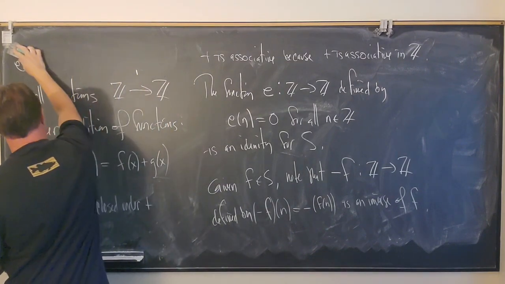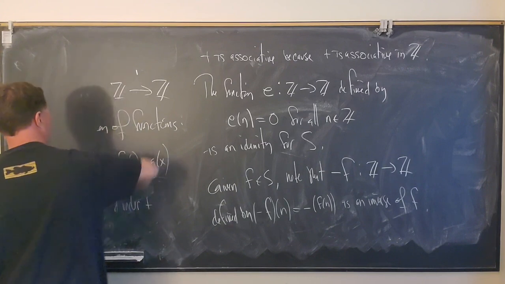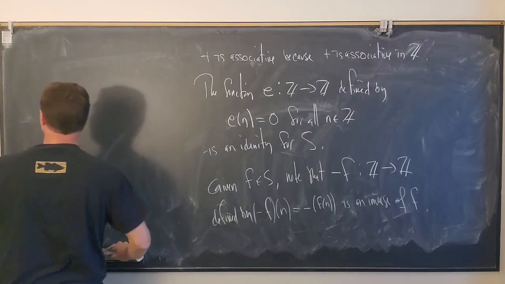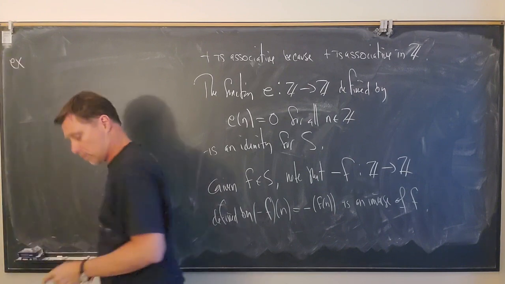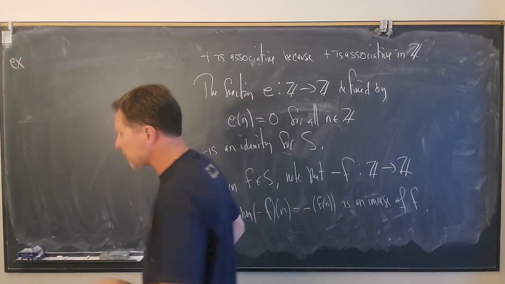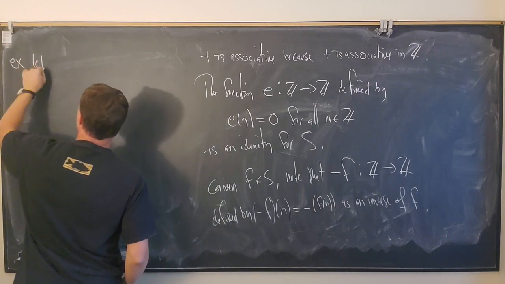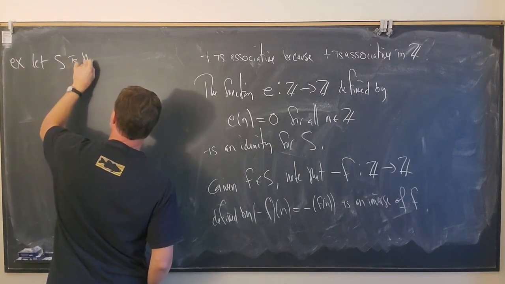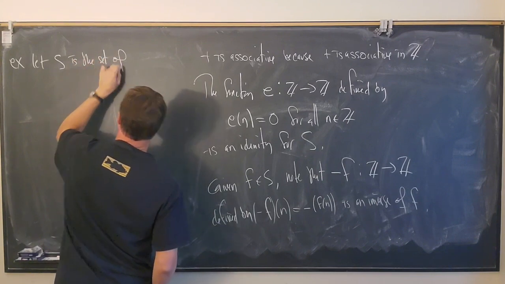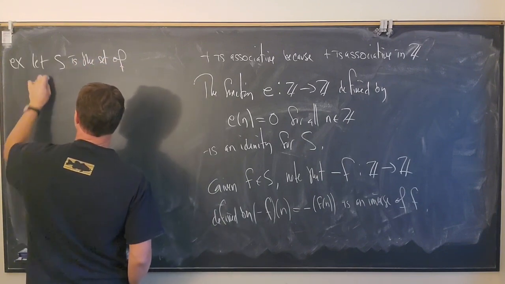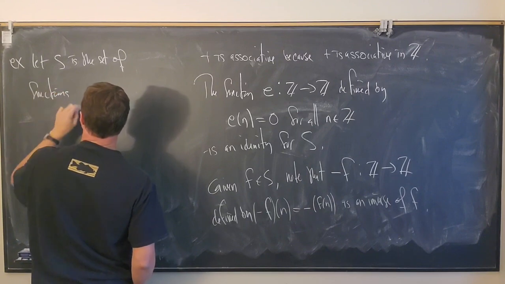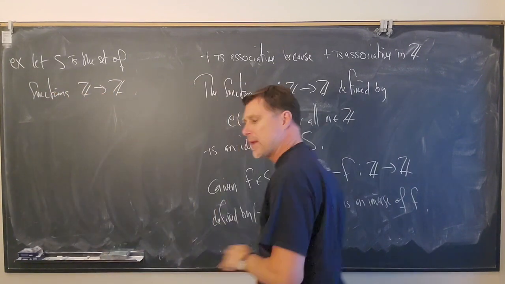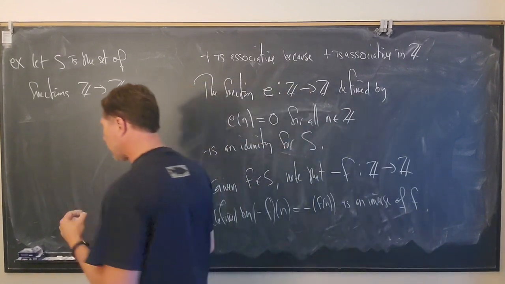I want to do a sort of similar type of example now. So next example, let S be the same set. So S is the set of functions from Z to Z. Same set as we had, but now I want to consider the operation of composition.